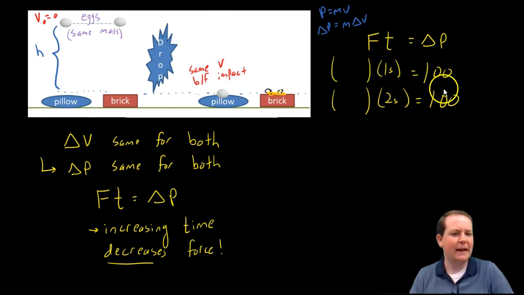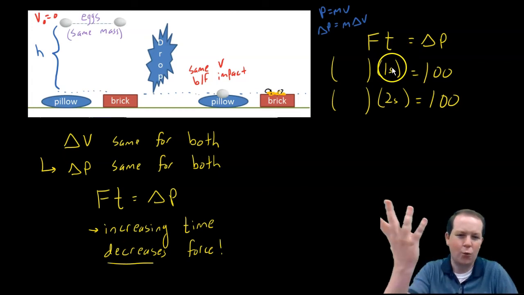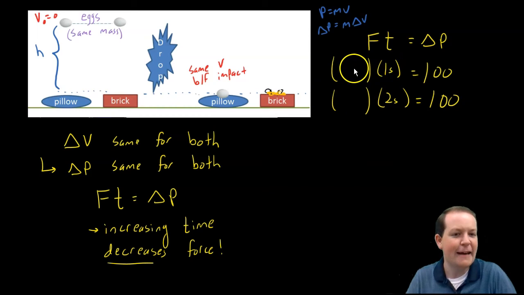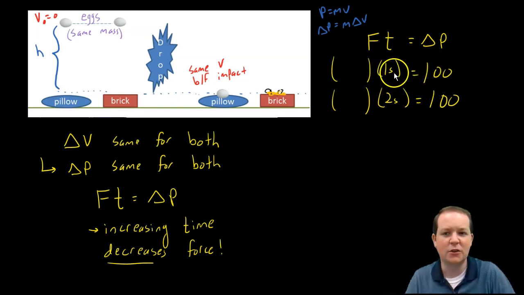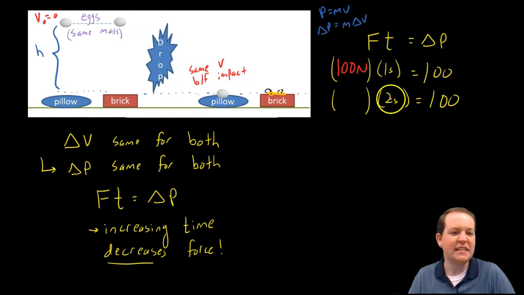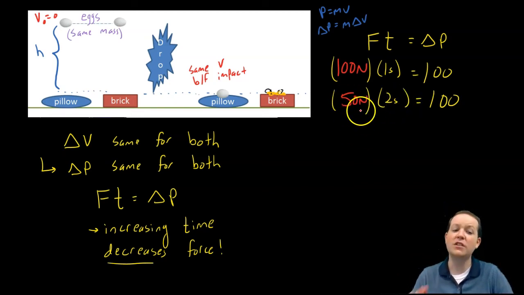Well, from a math perspective, if the time of impact, let's say, was 1 second, maybe it's for the brick. Let's say it took 1 second. Well, what must the net force acting on the egg be to make this equation true? What does it have to be? This is easy. It has to be 100 newtons, right? Because 100 times 1 is 100. But notice, by doubling the time, now what would the net force be? Oh, it would be 50 newtons. By doubling time, by increasing the time, I made the force smaller.